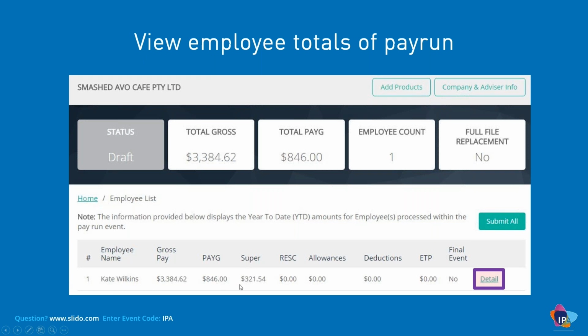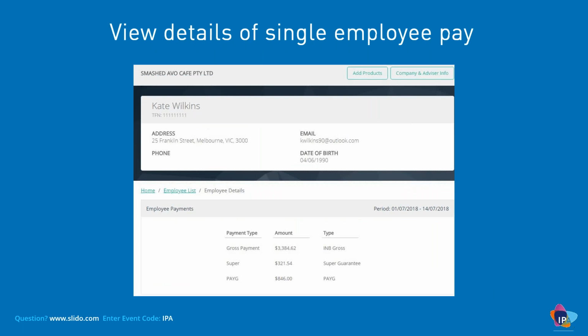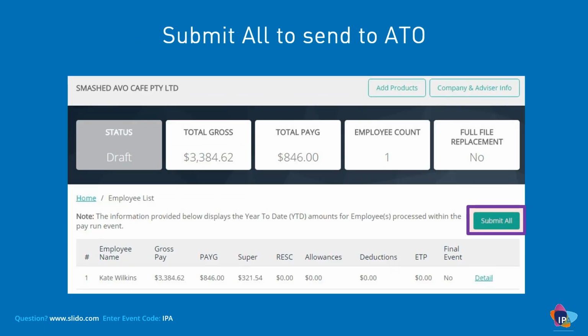Now, again, note these figures, they are year-to-date figures. They're not the actual figures for this particular pay, but from the beginning of the financial year, including this pay. If you want to see a bit more detail on this employee, you can just click on Detail again, and you'll see another screen with the information being sent to the ATO for this employee, both ID information and information on the pays. So whenever you're ready and happy with what you've got there, it's just a matter of clicking Submit All to send the information to the ATO.